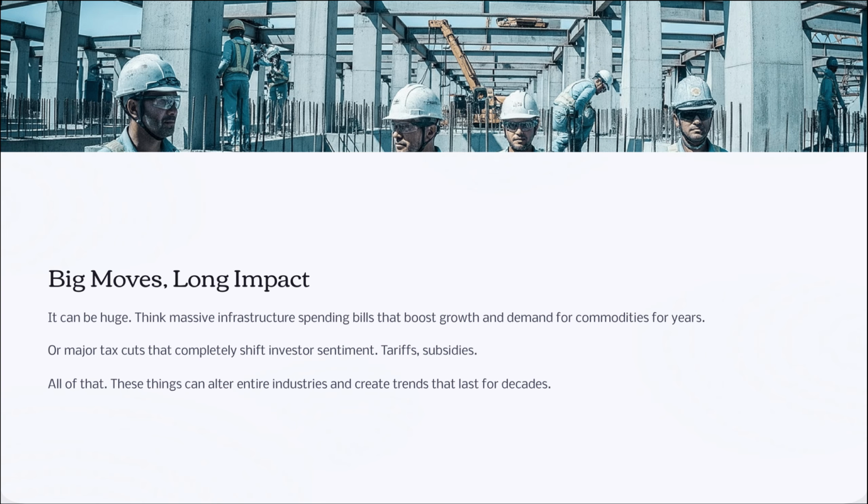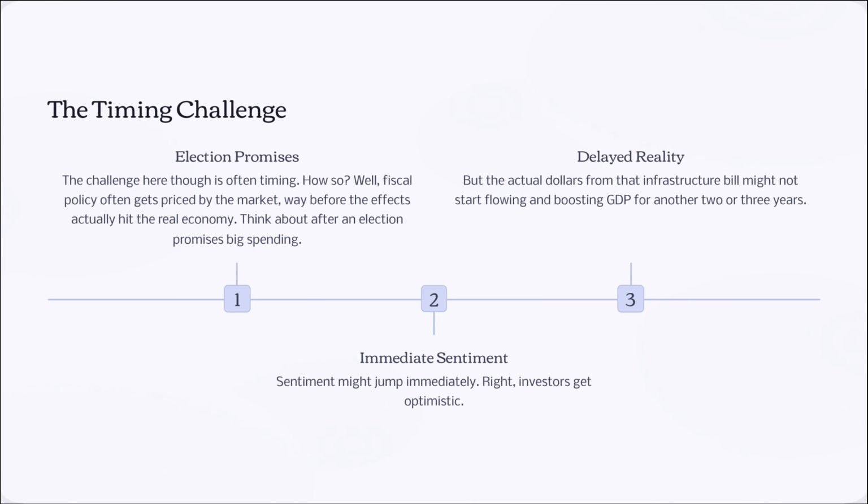It can be huge. Think massive infrastructure spending bills that boost growth and demand for commodities for years. Or major tax cuts that completely shift investor sentiment. Tariffs, subsidies. All of that. These things can alter entire industries and create trends that last for decades. The challenge here, though, is often timing.